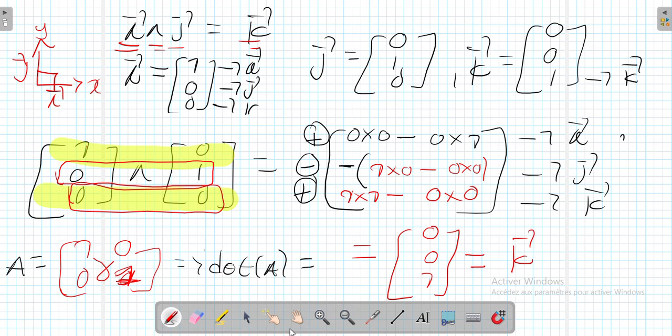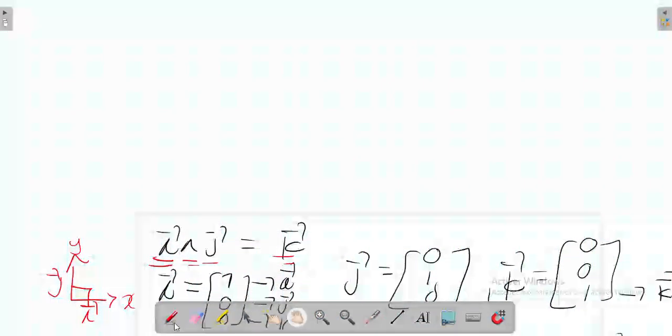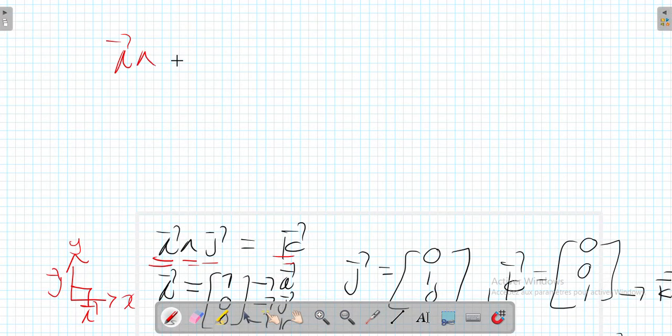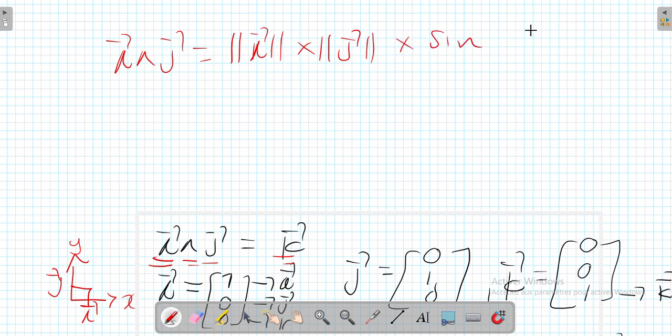We can also apply the definition. What's the definition of vector product? The definition of vector product E vector G is defined to be the module of E, the magnitude of E, multiplied by the module of G, multiplied by the sine of the angle between them. Then what is the angle between E and G? It's just 90. Here I'll be using pi over 2, using radians. Pi is equivalent to 180, so pi over 2 is 90.